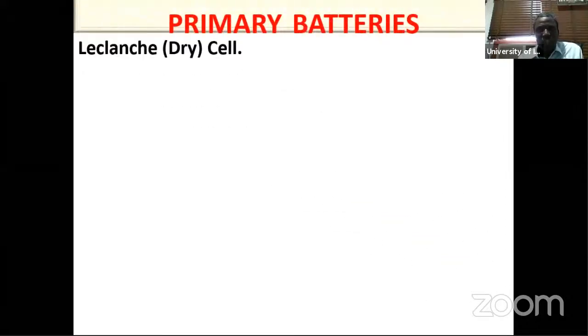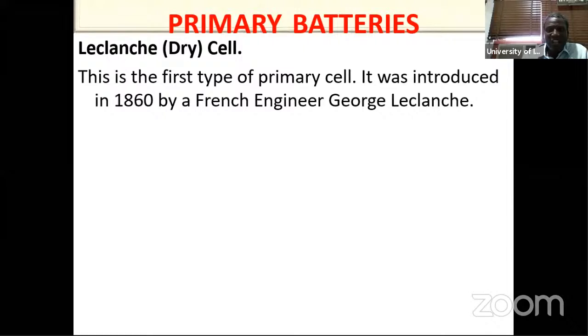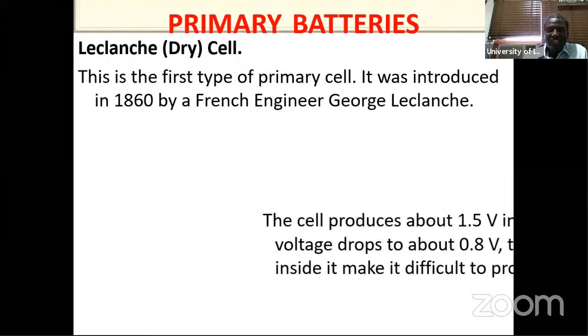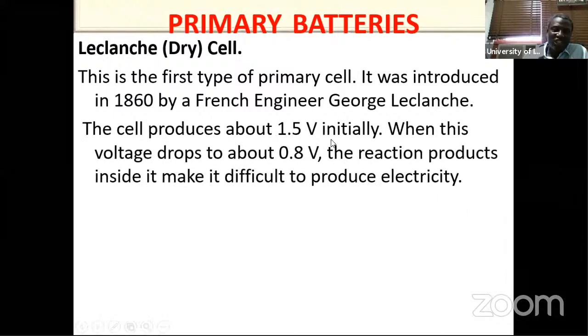So we'll quickly go through examples of primary cells. The Leclanché dry cell is a common example, and that first came up in 1860 by the French engineer Leclanché, and the cell produces about 1.5 volts initially. Normally when you use it over a period of time, the moment the voltage drops to about 0.8, you don't have electricity produced again. That means once your voltage drops below that, your battery is already dead.